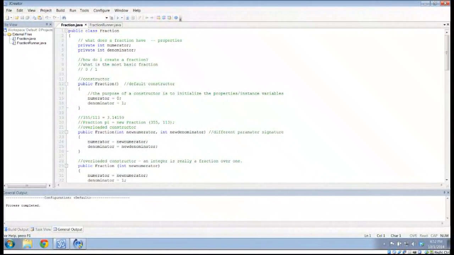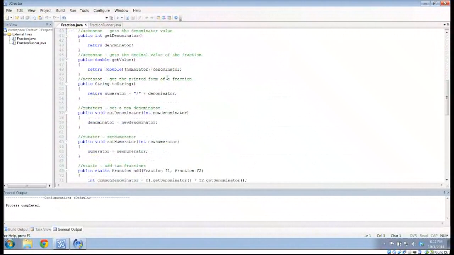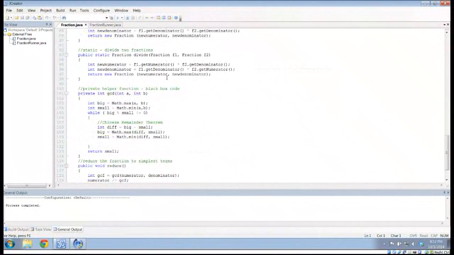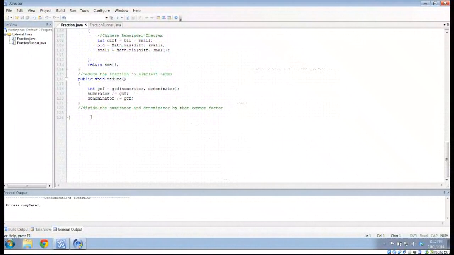So we're back here at our fraction class, and I want to talk about how we would implement these methods in our fraction class. So the first thing I want to do is talk about how we would discuss if two fractions are equal. So that's what we're going to do: when are two fractions equal?